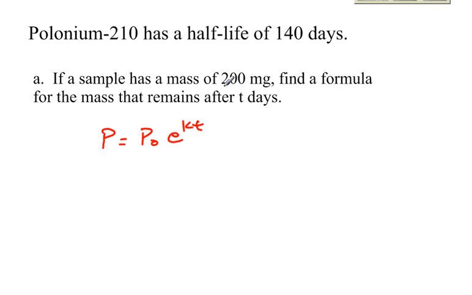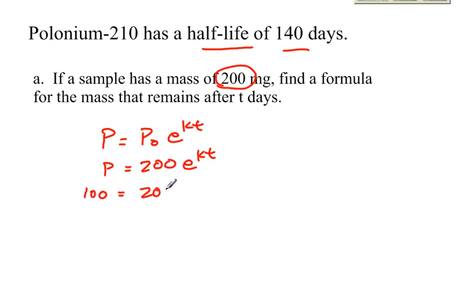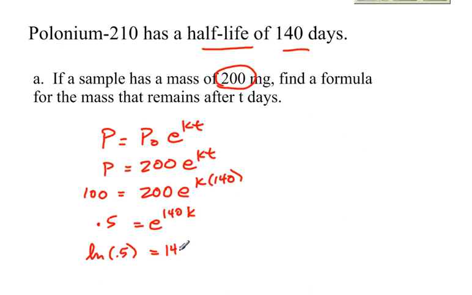The sample has a mass of 200 milligrams, so that's what I'm starting with. P sub 0 equals 200 milligrams, and I have a half-life. So after 140 days, half of that is left. That means P is going to be 100 when my time is 140. Divide by 200, so I get 0.5 equals e to the 140k. Then I take the natural log of 0.5 equals 140k, and k equals the natural log of 0.5 all over 140. Now I know last time I kept it exact values. Let's just for once get a decimal.